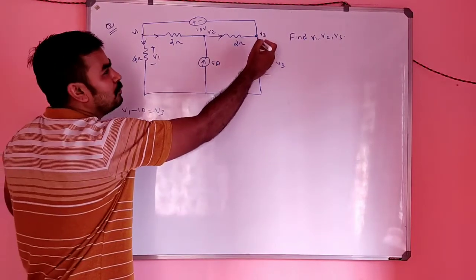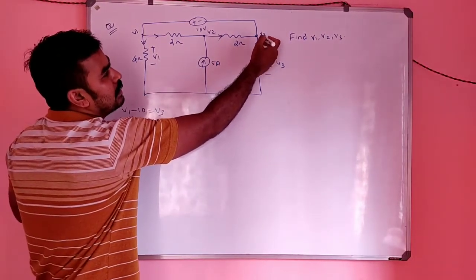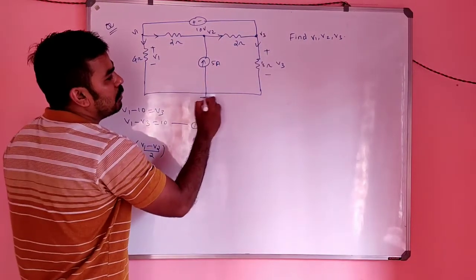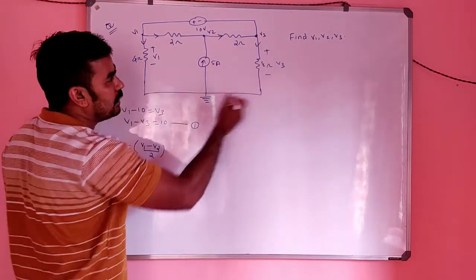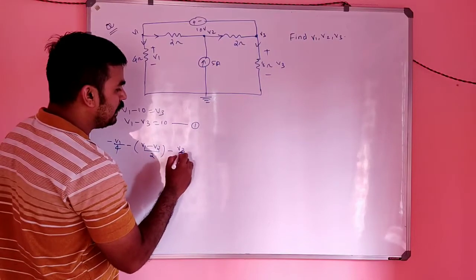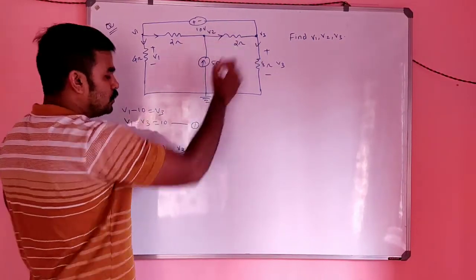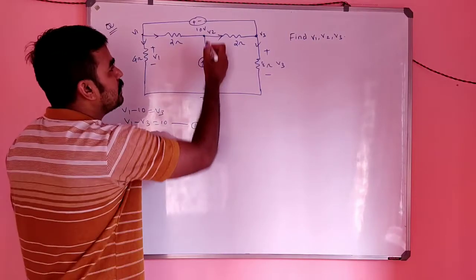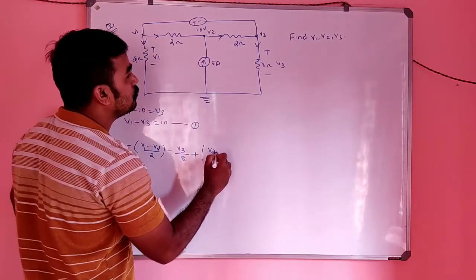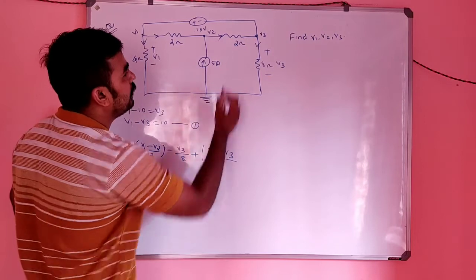So consider V3 also. What is the concept for V3? There is one outgoing current, no? So this current will be equal to minus V3 divided by 8. And there is an incoming current, so it will be plus, and the current comes from V2 to V3 divided by 2.